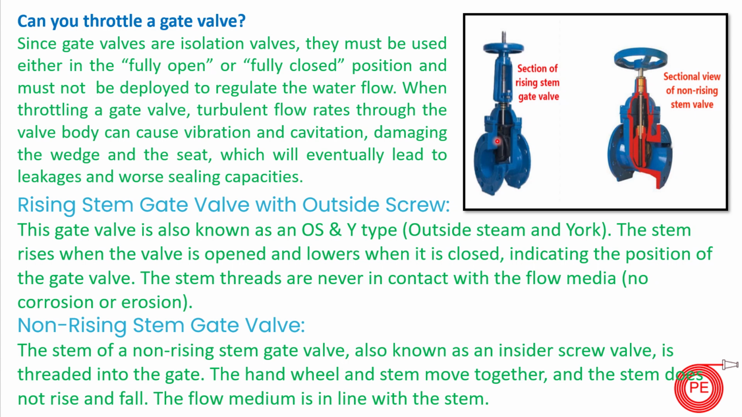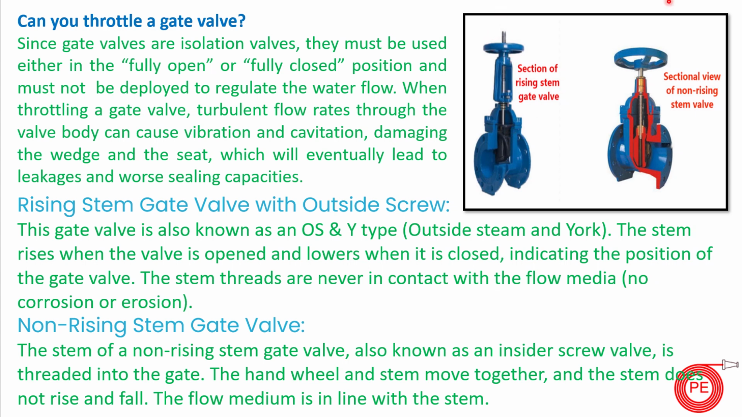The rising stem valve is used where there are no space constraints, while the non-rising stem valve is used where we have space constraints, for example in pits or underground pits where we have gate valves for underground pipelines. In the rising stem, the stem threads are outside the flow path, which reduces corrosion. The wedge is connected directly with the stem, and the stem is connected with the hand wheel, with threads located on the stem.